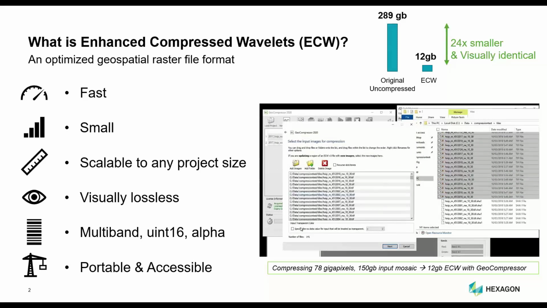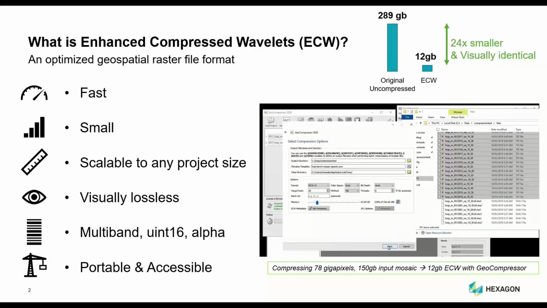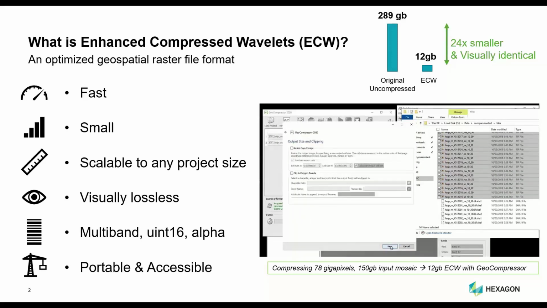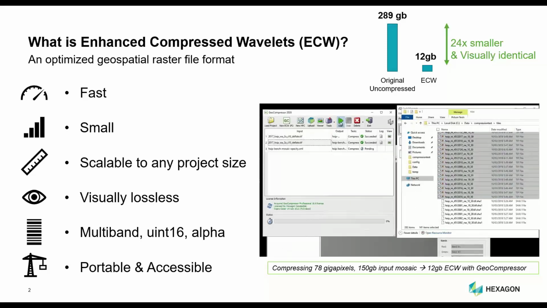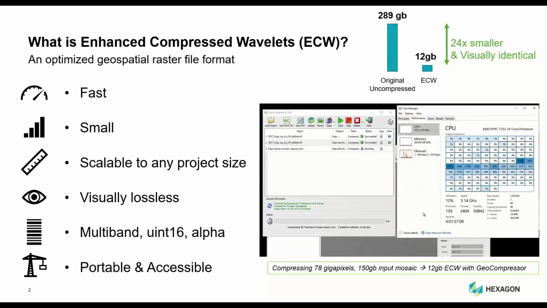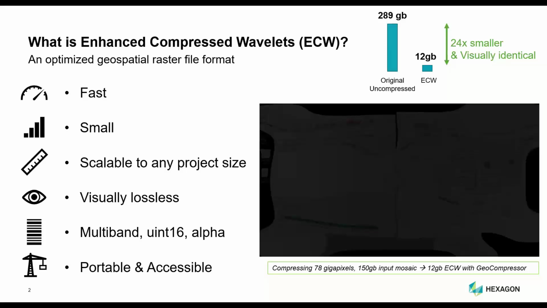It's small. Our variable target quality achieves around 15 times smaller output at visually lossless quality rates, whereby compression loss is imperceptible from the original. Multiband support. Many competing lossy compression types are really limited to 3-band data. ECW's grayscale, RGB, and multiband support ensures coverage regardless of the sensor or input data.